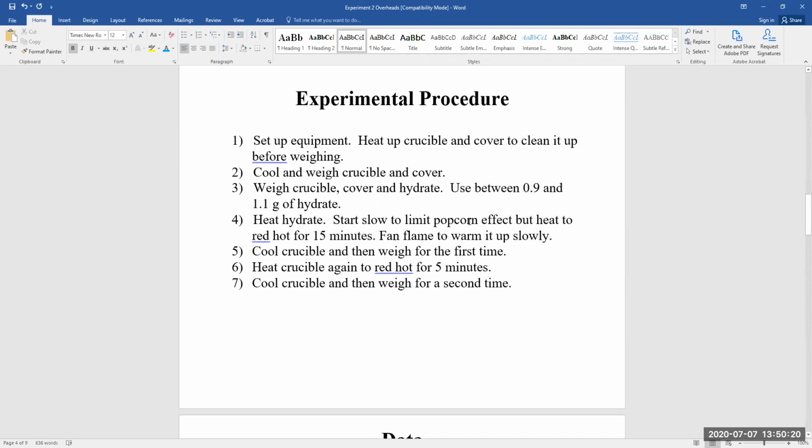The reason for this is that this crystal structure has trapped water in it. And so if you heat it up too quickly, you might have an effect called the popcorn effect, which is that the whole thing starts to fly out. So you heat it up slowly, say over 4 or 5 minutes, and then you crank it up to heat it as hot as possible. All right. And we'll show you in the video how to set up a Bunsen burner, how to get it to the place where it's going to heat up that crucible as hot as possible.